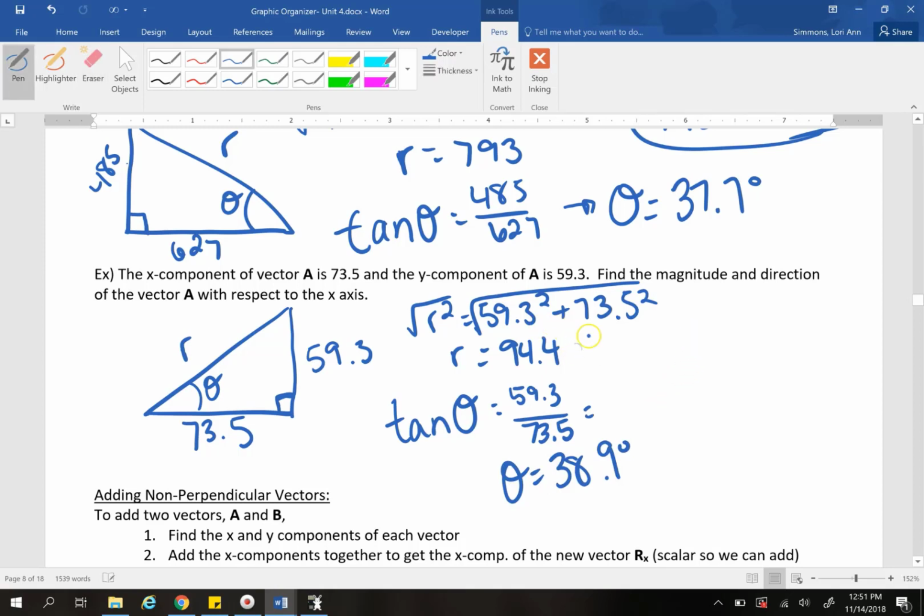Oh, this r should not have a degree sign. Final answer is 94.4. The angle 38.9 degrees.